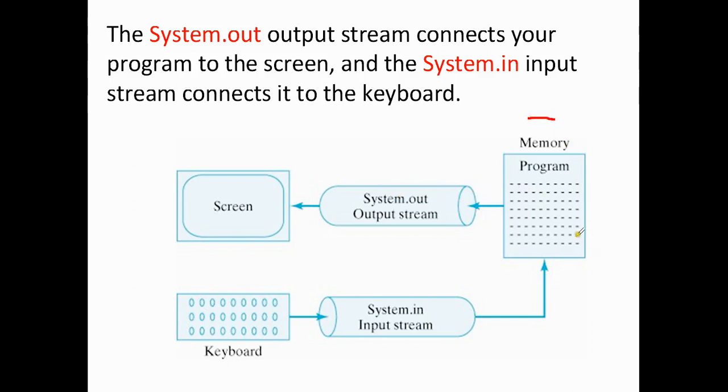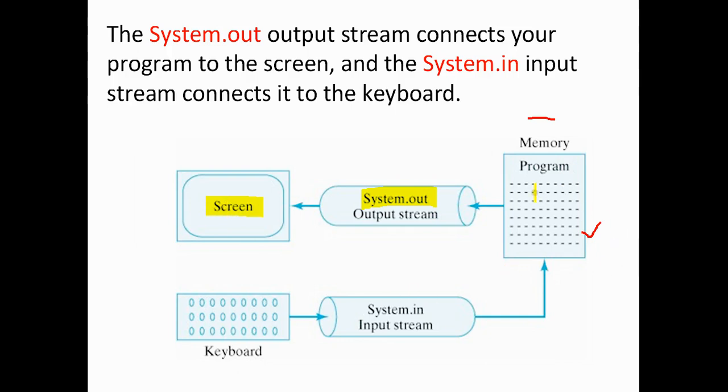You can consider this as our Java program. These two streams are available, system.out and system.in. Whenever the program wants to generate output, it will simply write the output on the system.out stream. Now this stream is associated with the monitor, so whatever data is generated by your program is available on the output stream.